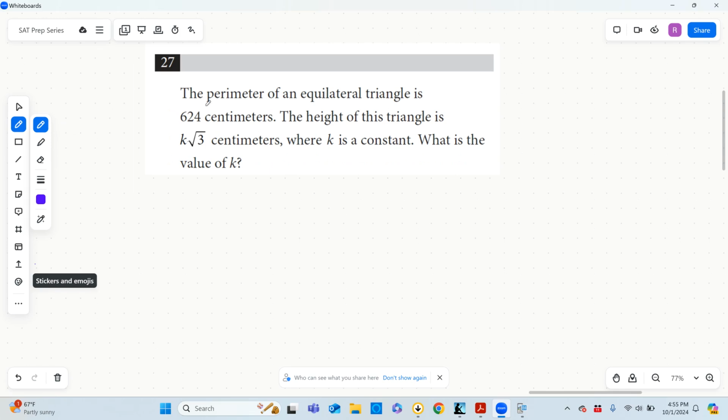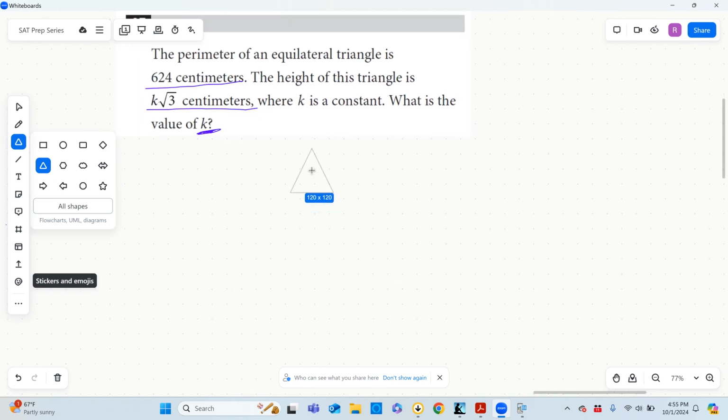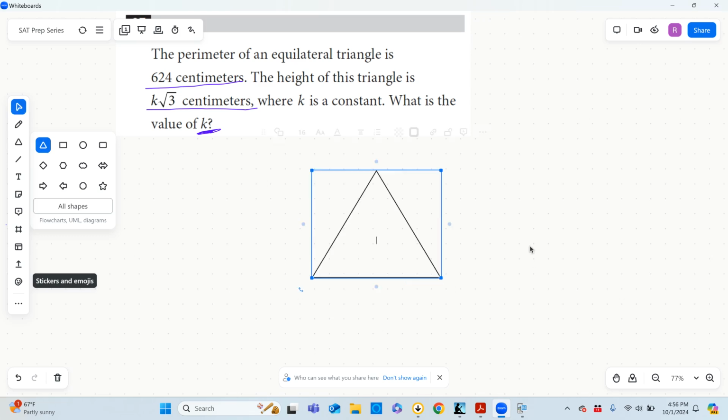Number 27. The perimeter of an equilateral triangle is 624 centimeters. The height of the triangle is k radical 3 centimeters, where k is a constant. What is the value of k? All right, so whenever we're dealing with some kind of geometry problem like this, I like to draw a triangle. So let's do our best to draw an equilateral triangle.